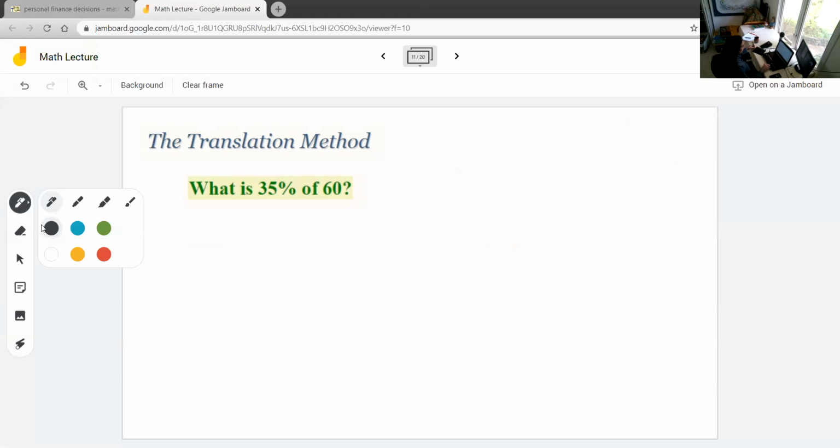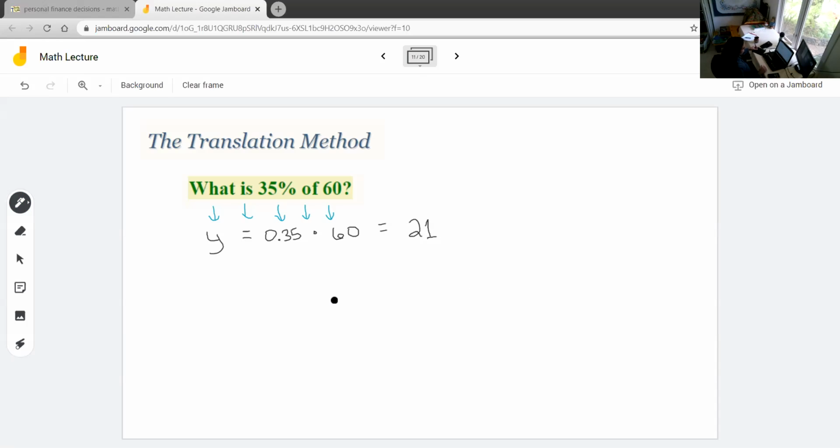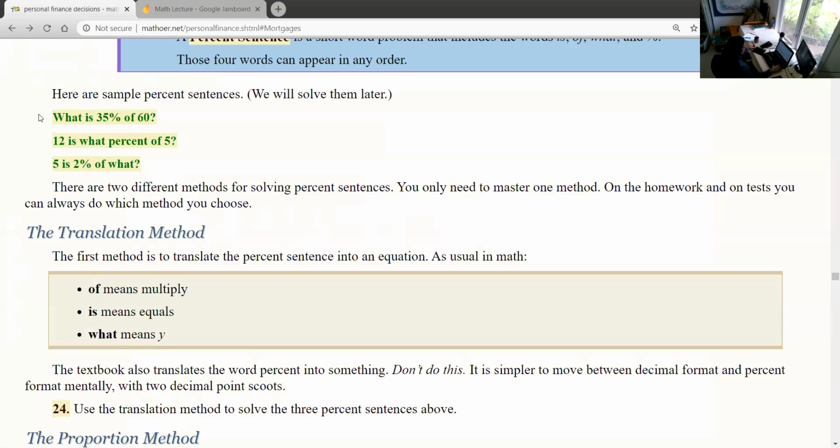So the translate method was what we did. We're going to say what and is and percent and of and the number. What becomes y, is becomes equals. We riplop our percents. So far, so good. That's like the ones we just did. What if things are in a different order? It gets a little bit trickier. Not much, but slightly.